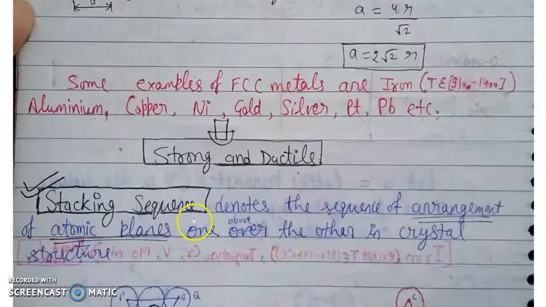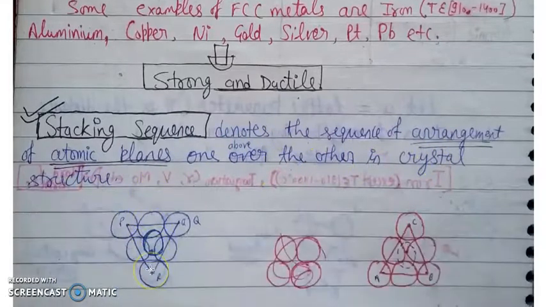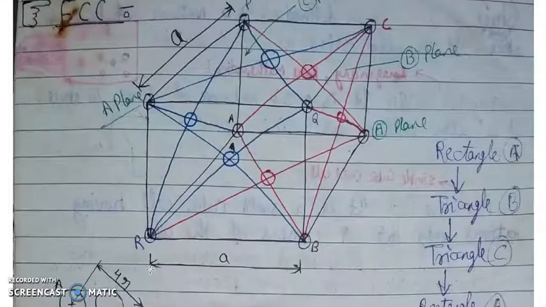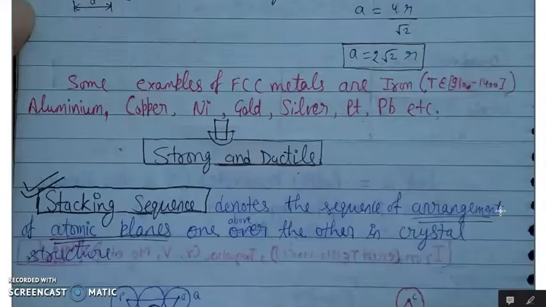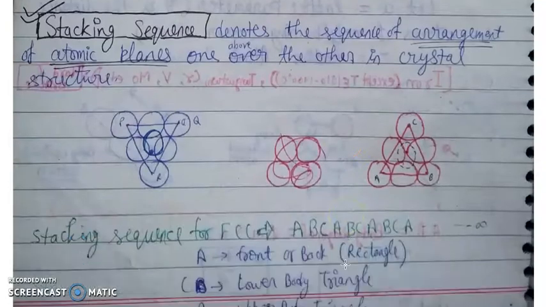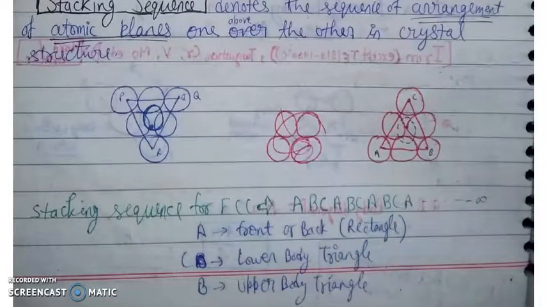What is the stacking sequence? It denotes the sequence of arrangement of atomic planes, one above the other, in the crystal structure. As you can see here, there are a total of ABC planes, which are rectangle, triangle, triangle, then rectangle. So in FCC the stacking sequence is ABC, ABC, ABC. A is the front or back rectangle, C is the lower body triangle, and B is the upper body triangle. In this way your stacking sequence will form.